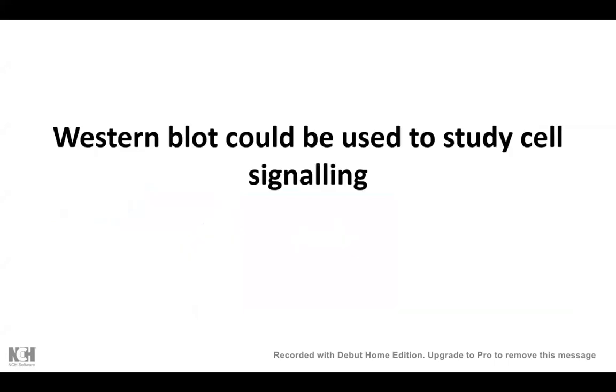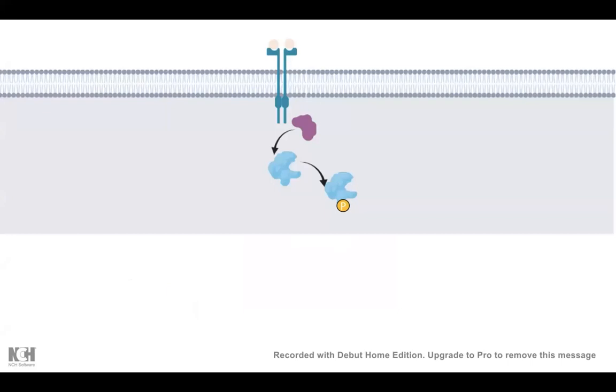Now, not only in diagnosis or medical usage, Western blot is widely used for fundamental scientific research. Basic cell signaling can be studied by Western blot. For example, imagine a receptor is activated once a ligand is bound, and there is a cascade of events. The most important event is phosphorylation of this blue protein. Once the phosphorylation of the blue protein takes place, then other nuclear events and downstream events can take place. So this is a crucial event, let's say.